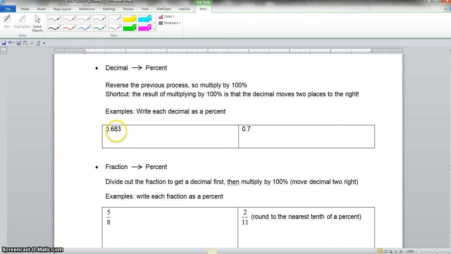Now we have 0.683. We want to write this as a percent. So we will move this decimal 2 places to the right, which would give us 68.3, and we must write the percent sign at the end. Now we have 0.7. We want to change that to a percent. We move that decimal 2 places to the right, and that would give us 70, and we put our percent sign at the end. So it's 70%.